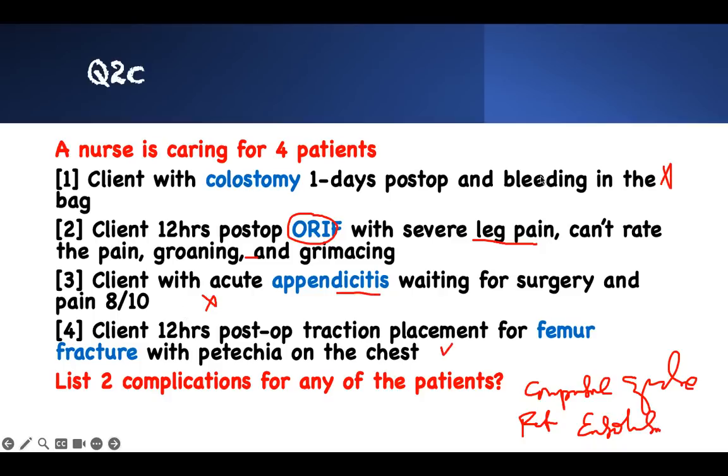So those are complications. Appendicitis is not a complication for this. It's an expected thing that will happen. So these are what they start asking: at least 2 complications for any of these patients: fat embolism and compartment syndrome.